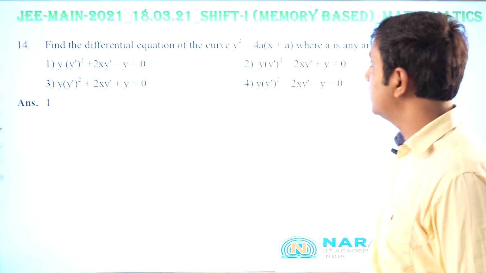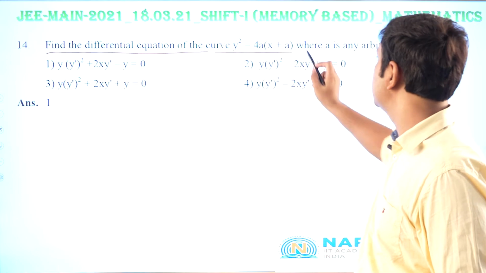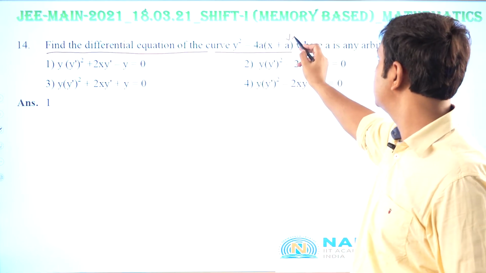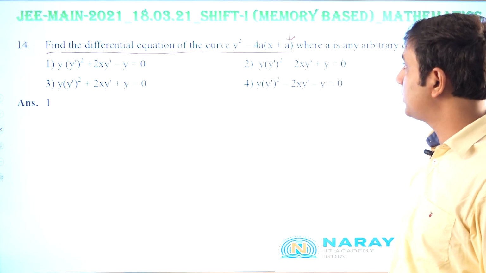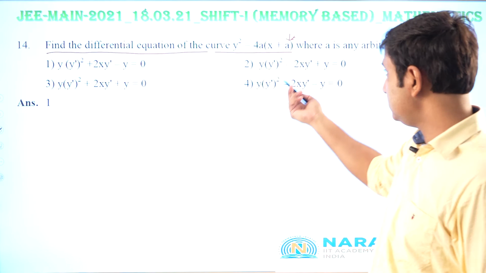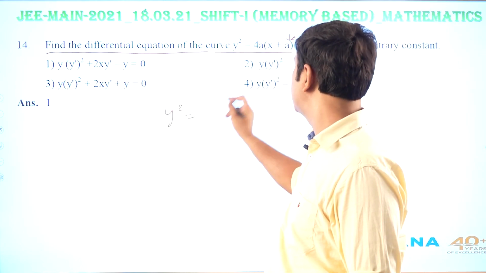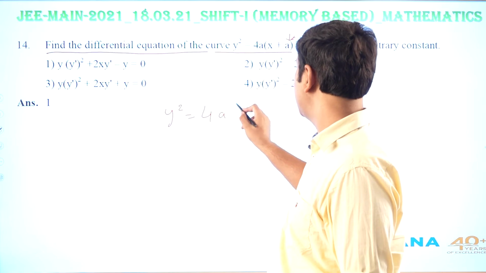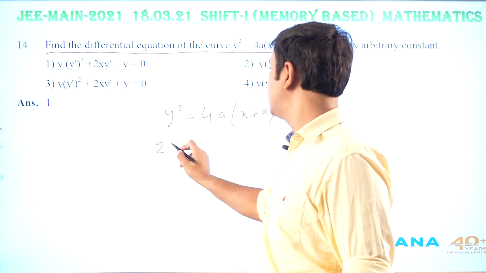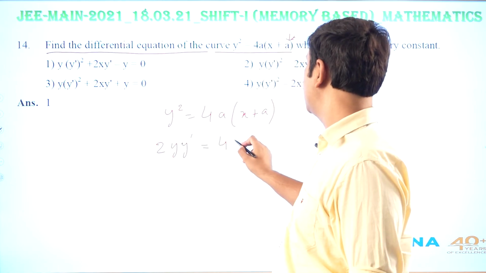In the next question, we have to find the differential equation of this curve, where A is an arbitrary constant. The curve will vary when parameter A varies. Now, how will we do that? We will write y square is equal to that equation only, 4a x plus a. Then we will differentiate that, 2y y dash will come out to be 4a x.